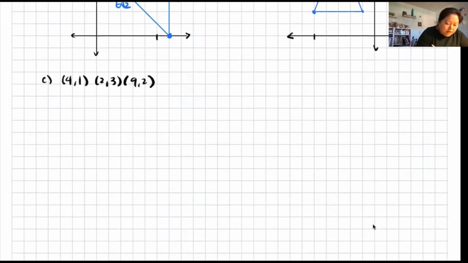All right, part C, you have 4, 1, 2, 3, 9, 2. Okay, so we're all in the first quadrant here again. Okay, so we want, okay, always draw out my axes. Okay, 1, 2, 3, 4, 5, 10. 1, 2, 3, 4, 5. Okay, my points are 4, 1, 2, 3. Okay, so go ahead and connect those two. And then 9, 2. 9, 2 is right here.